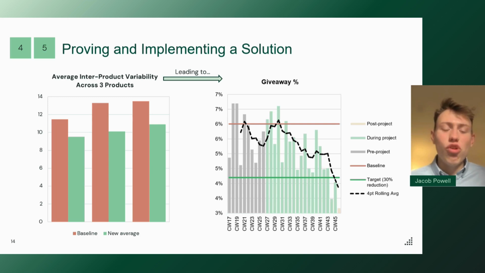Moving on to the next slide, we're able to see the impact of identifying these root causes and the mitigations that we put in place on the key KPIs. So we were able to reduce the inter-product variability across 3 products, and this enabled us to meet that goal of reducing giveaway by 30%. And you can see that graph on the right there. We managed to take it from a baseline of around 6% down beyond that 30% reduction, to just under 4.5%. That's a really impressive result, and it speaks volumes to the power of fault tree modeling and its use in really complex technical problems.